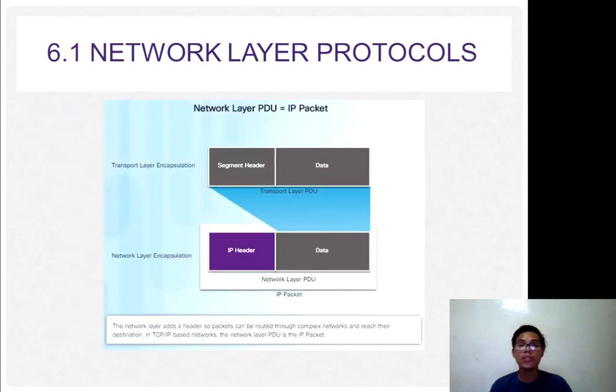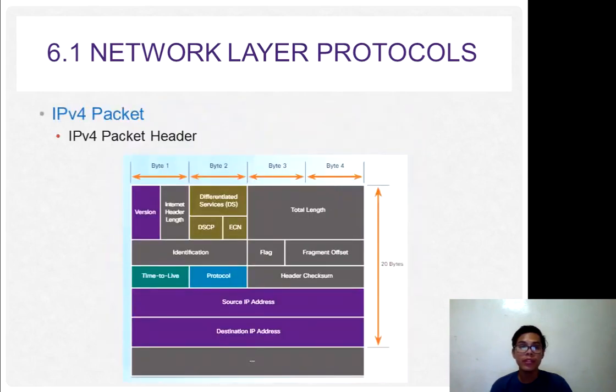Network layer protocols. This is the network layer PDU, the IP packet. Transport layer encapsulation, then network layer encapsulation. The network layer adds a header so packets can be routed through complex networks and reach their destination. In TCP/IP-based networks, the network layer PDU is the IP packet. Next, the IPv4 packet header. This is the IPv4 packet header.